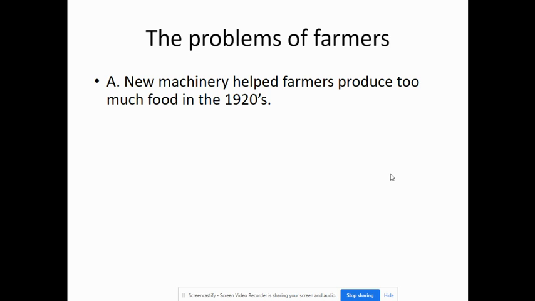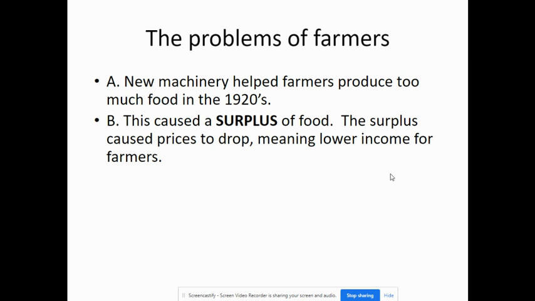Well, too much food doesn't seem like an issue, right? Wrong. Remember that old thing about supply and demand. If you have too much supply of something, and there's not enough demand, the price is going to go down. So if these farmers can't sell off their crops, they're not going to make any money. So this causes a surplus of food. The surplus causes prices to drop, meaning lower income for farmers being brought in.